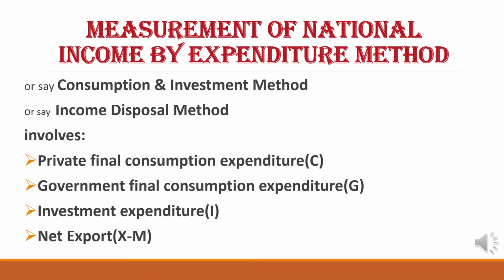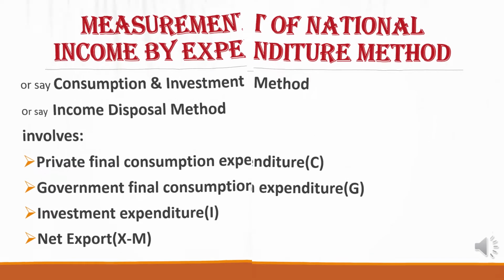Now friends, here comes the measurement of national income by the expenditure method, which we also call the consumption and investment method. It is also called the income disposal method. It will involve private final consumption expenditure, denoted with C, government final consumption expenditure, denoted with G, investment expenditure, denoted with I, and net exports, that is exports minus imports.